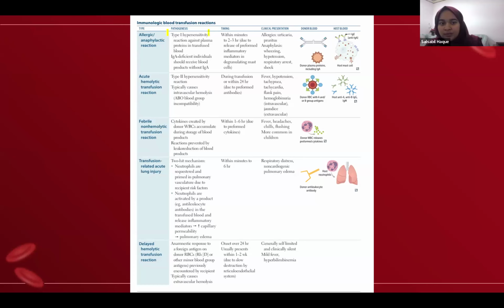So allergic is type 1 hypersensitivity. It happens within 2 to 3 hours. The symptoms are allergies, urticaria, pruritus, anaphylaxis. It depends on the degree of allergy.